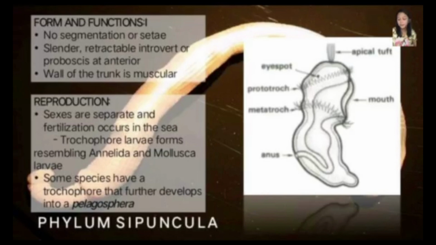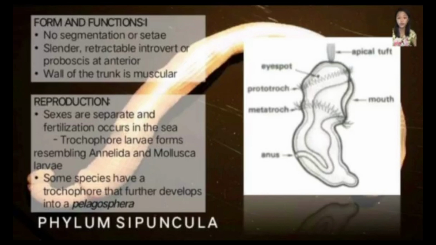So, in reproduction, most sipunculans reproduce sexually, and in all but one known case are dioecious.